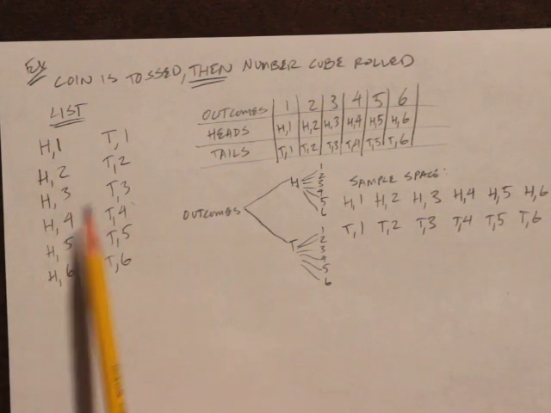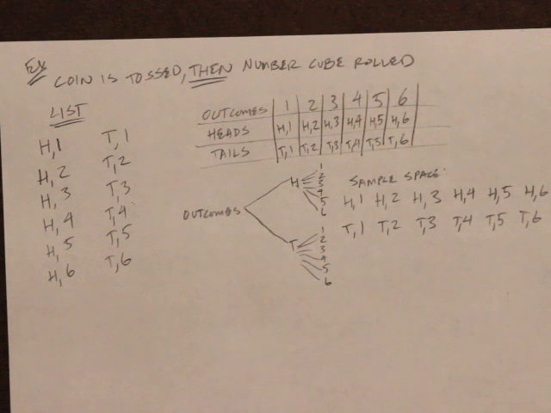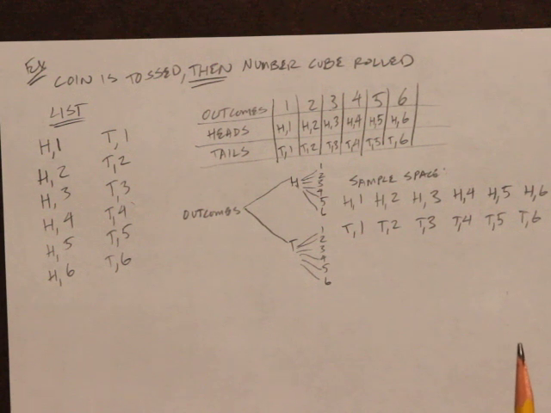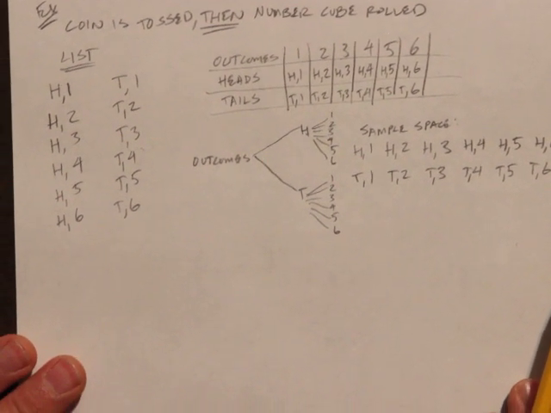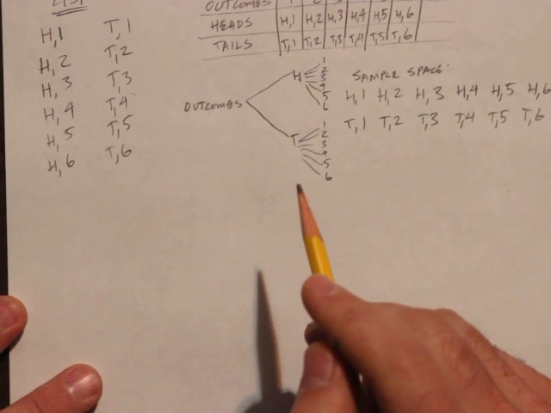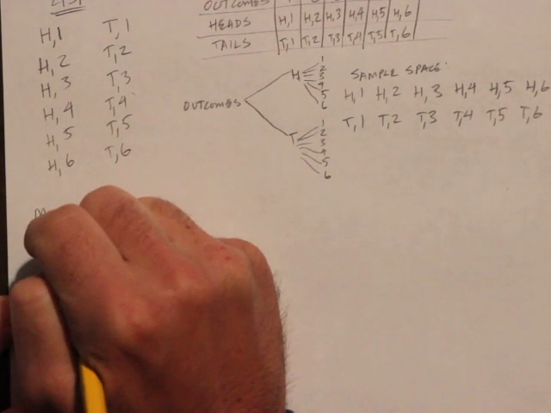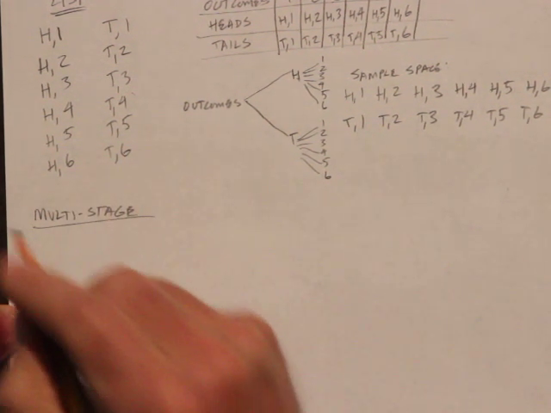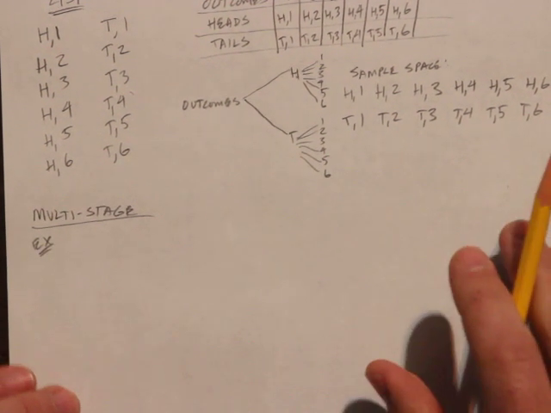And we've shown it as a list, we've shown it as a table, and we've shown it on a tree diagram. So these are two-step sample space experiments. Now let's do a multi-stage, three stages here. So this is multi-stage. So here's our example. We want to write the sample space for this example.